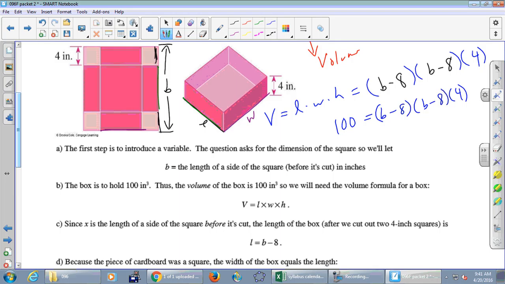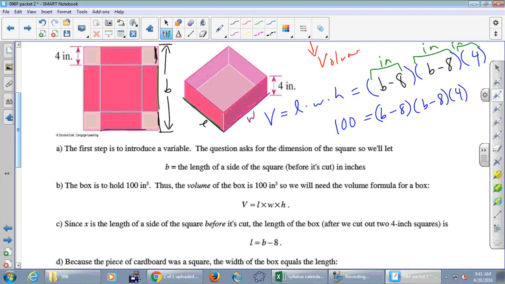No, the units will all work out, but it's a good thing to think about. What are the units for the length? For just the length? Just the length is inches, right? That's a one-dimensional thing. How about the width? Inches. How about the height? It's also inches. So cubic inches. It all works out.